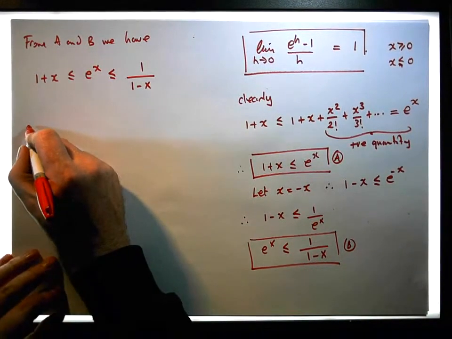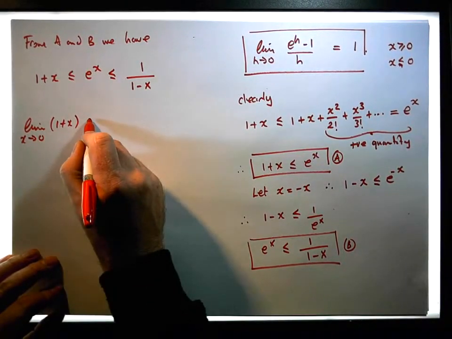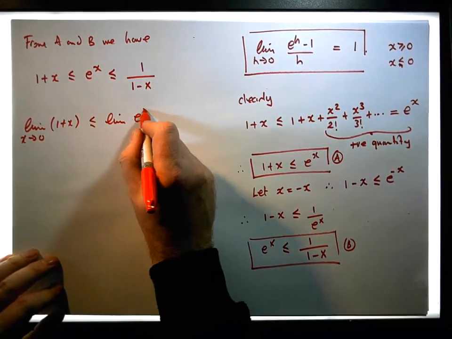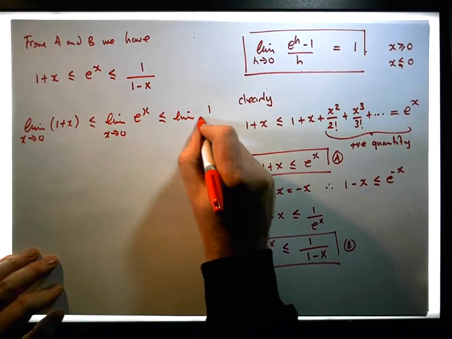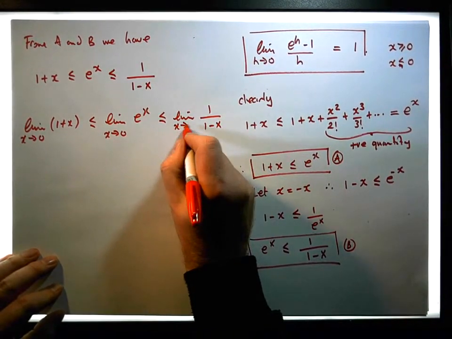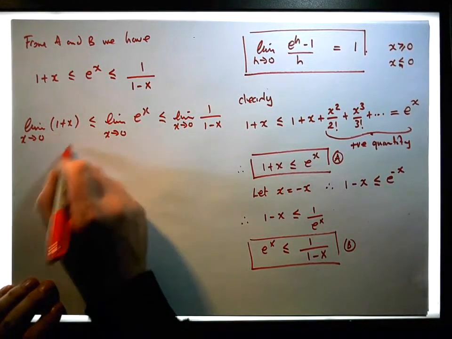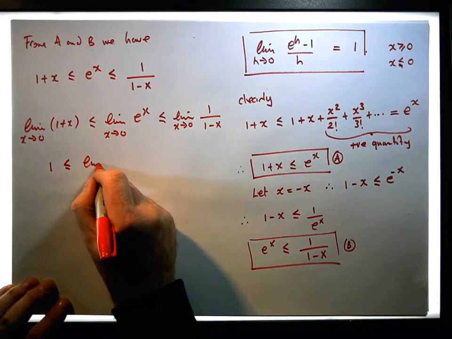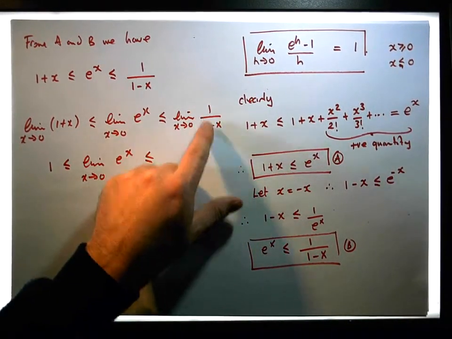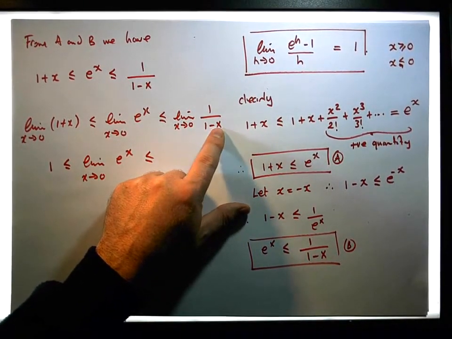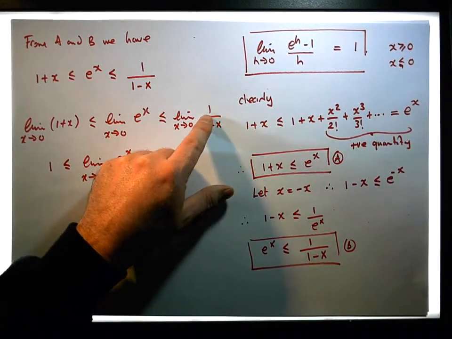So what we're going to do is calculate the limit of 1 plus x as x tends to 0, which must be less than or equal to the limit of e to the x as x tends to 0, which must be less than or equal to the limit of 1 over 1 minus x as x tends to 0. Now, clearly, the limit of 1 plus x as x tends to 0 is equal to 1. So 1 is less than or equal to the limit of e to the x as x tends to 0, which is less than or equal to the limit of 1 over 1 minus x. As x tends to 0, this minus x is going to get very, very close to 0, infinitesimally small, which is going to effectively leave us with 1 over 1, which is equal to 1.